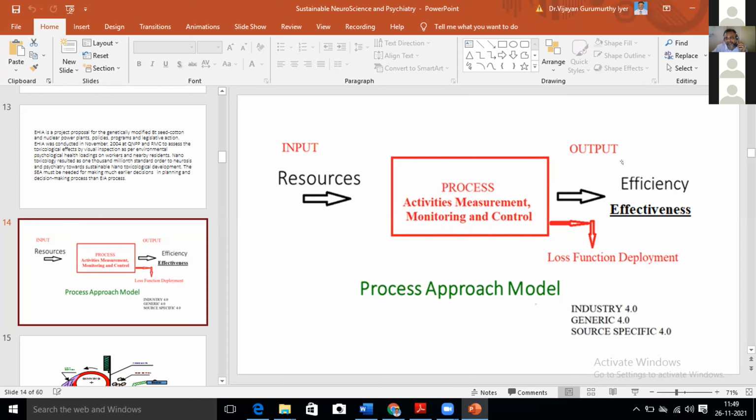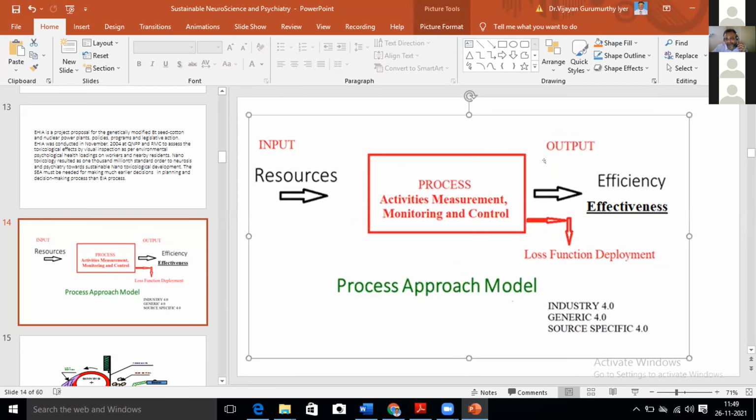So the output is, everybody can see this output. The output is effectiveness and efficiency. Effectiveness means all the designed neuroscience models and neuroscience theories are designed only for effectiveness. They are not for efficiency. So it has to be redesigned as well, considering the loss function deployment.